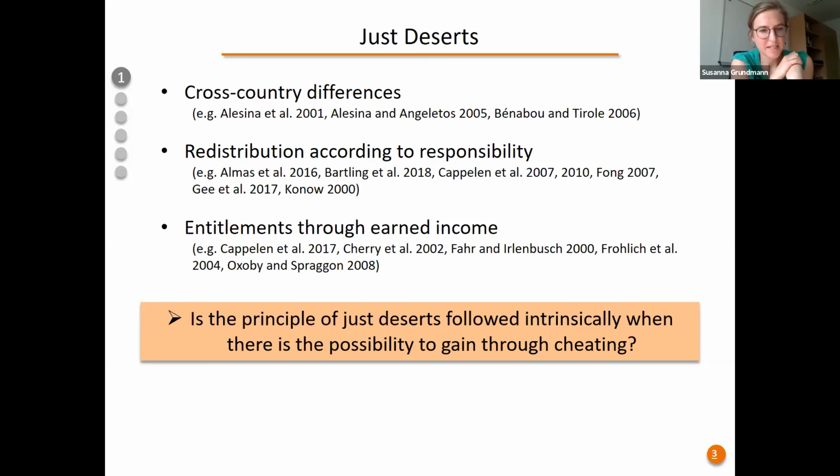And I'm going to examine this in a situation in which self-serving actions can be disguised as a random event. And to do this, I'm going to vary whether the income is earned due to performance or due to luck, and whether this influenced cheating on taxes in a situation that directly influences the distribution of incomes.